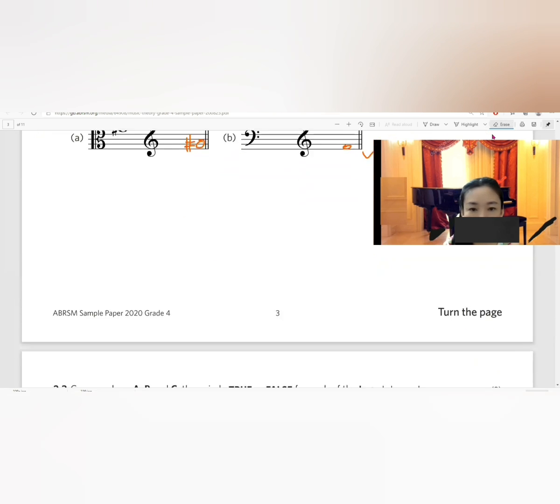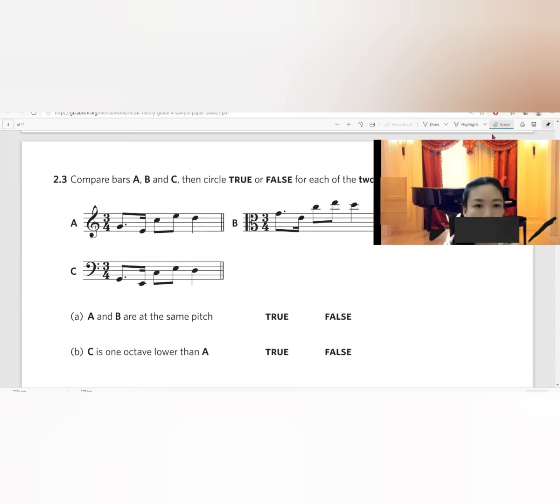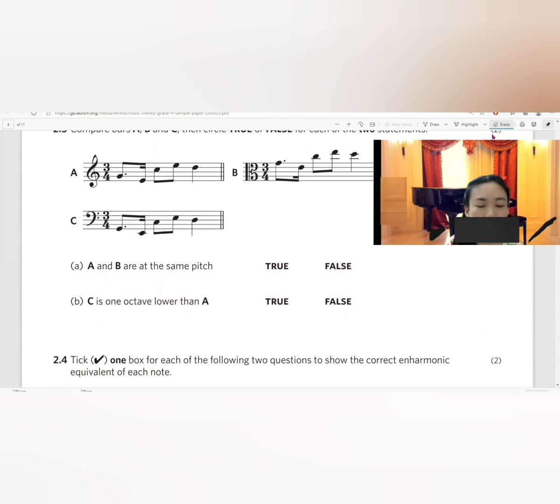In 2.3, compare A, B, and C, and then circle true or false for each of the two statements. A and B are the same pitch. So let's look at A and B. A is a G, which is above the middle C. So C go up to G. G go down to E, C, E, D. So it looks like this one also has the same shape. G, E, this is a C, C, D, E, and then this is a D. It looks like this is a correct statement. It's true. C is one octave lower than A. Okay, let's find out.